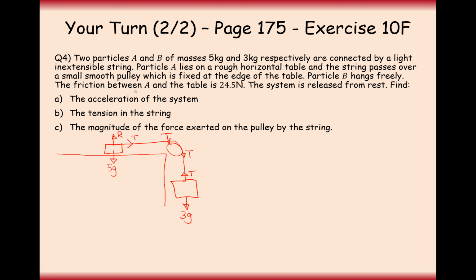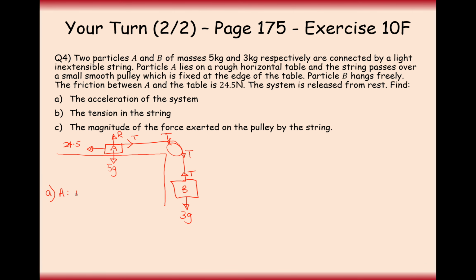So friction force between A and the table is 24.5 newtons. So we'll add that onto our diagram, going in the reverse direction. The system is released from rest. Find the acceleration of the system. So we'll fill this space in down here. So the acceleration of the system is going to be calculated by two simultaneous equations. We've got particle A here, particle B down here.